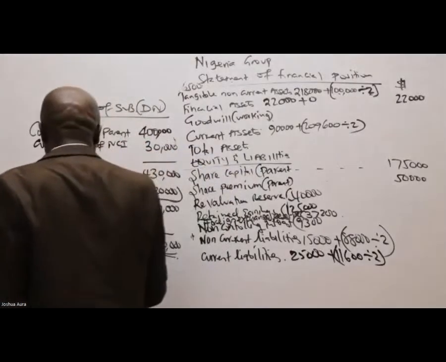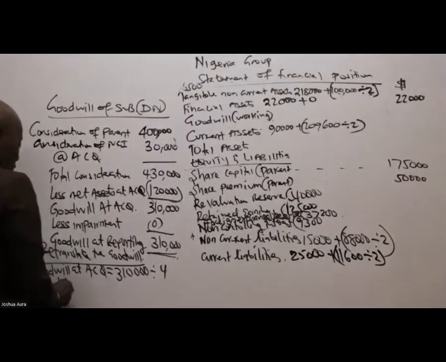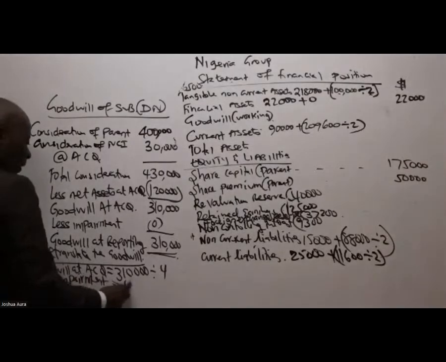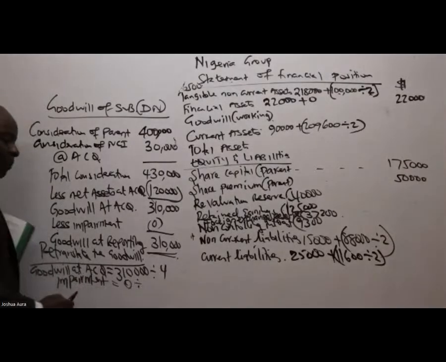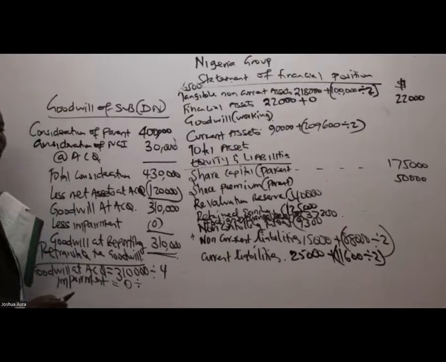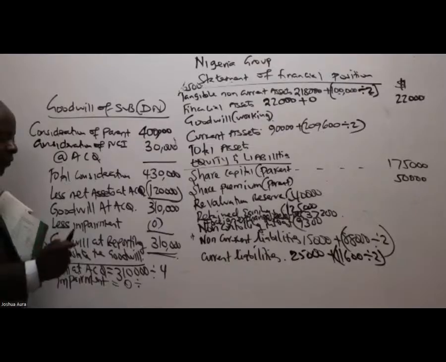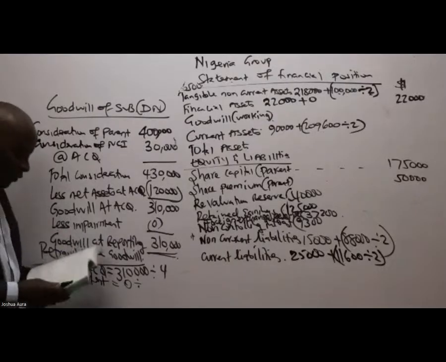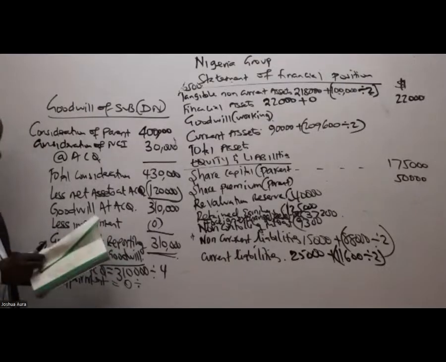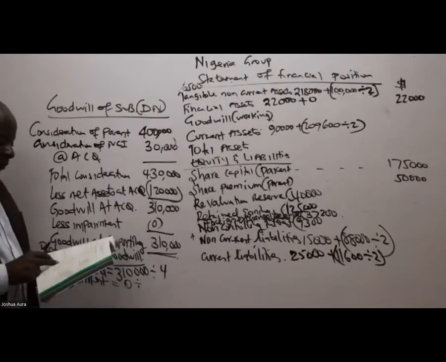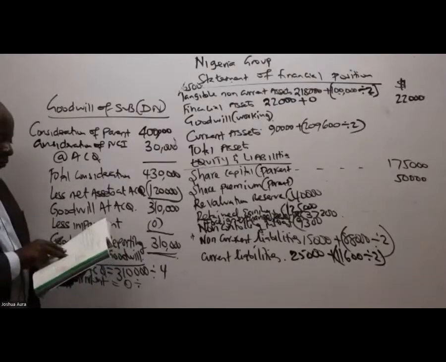And then we have impairment. Impairment, ladies and gentlemen, is an income statement item. It is 0, but for your revision, impairment has to be translated always at average. So what is the average rate for your revision?